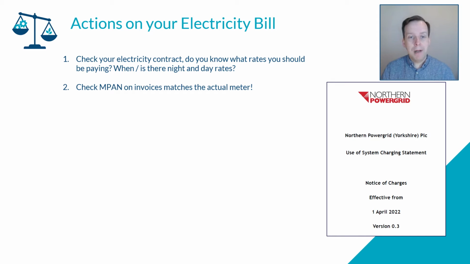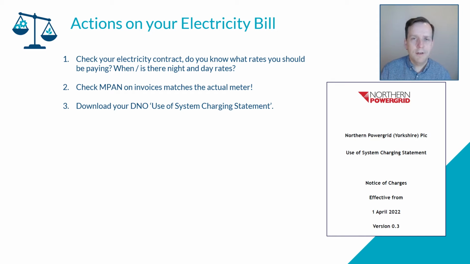Check your MPAN matches your actual meter. Now this is pretty basic, but has your local electricity company got the right meter? It should be, but we have encountered instances of people being charged for the wrong meter. A simple tick: look at your meter, look at your bill, and just make sure they're matched up. Especially if you have a multi-site, multi-meter configuration, you would be surprised that sometimes old buildings may have stray meters or wrong meters.